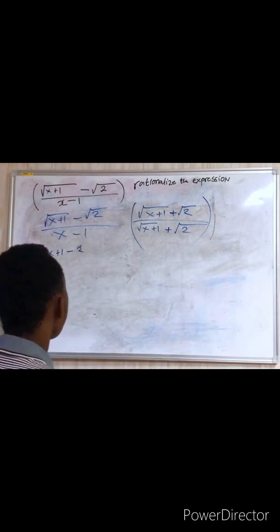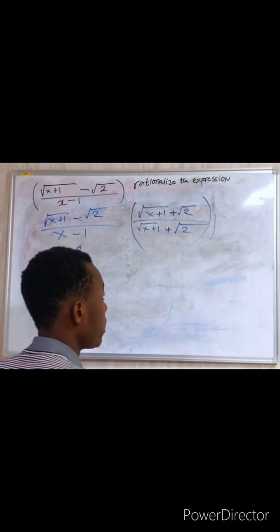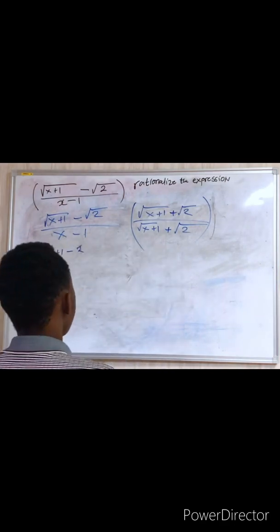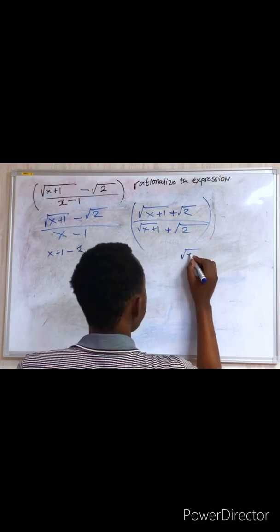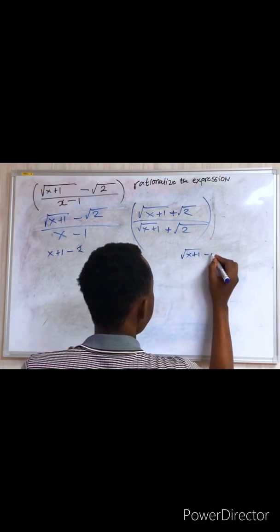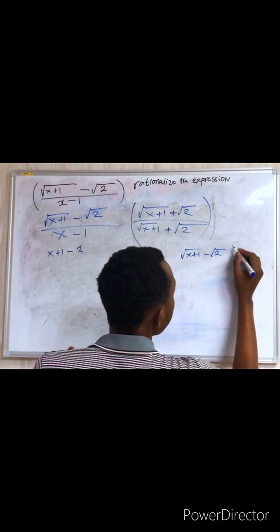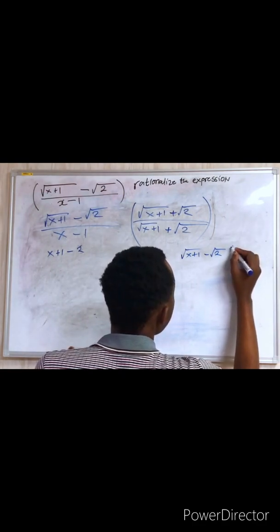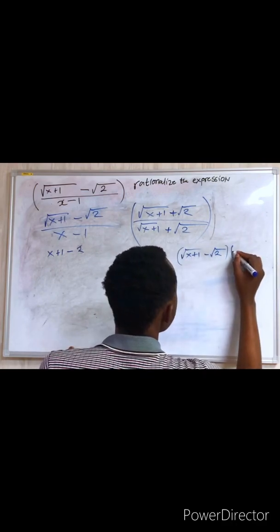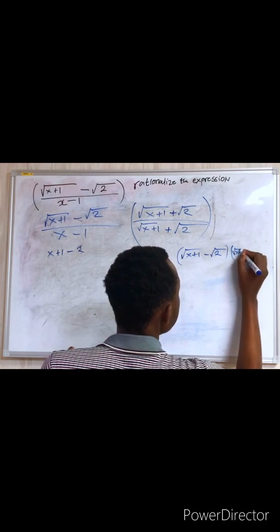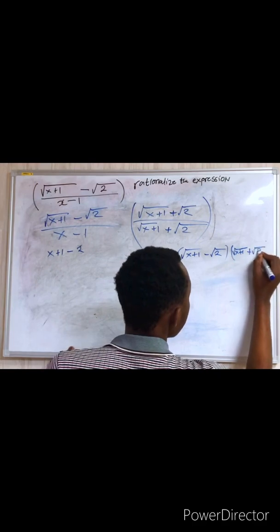But let me show you how we're going to arrive at this one. Maybe it might be difficult to some of us, like me. So we're going to multiply this, so it will be root x plus 1 minus root 2 multiplied by root x plus 1 plus root 2.